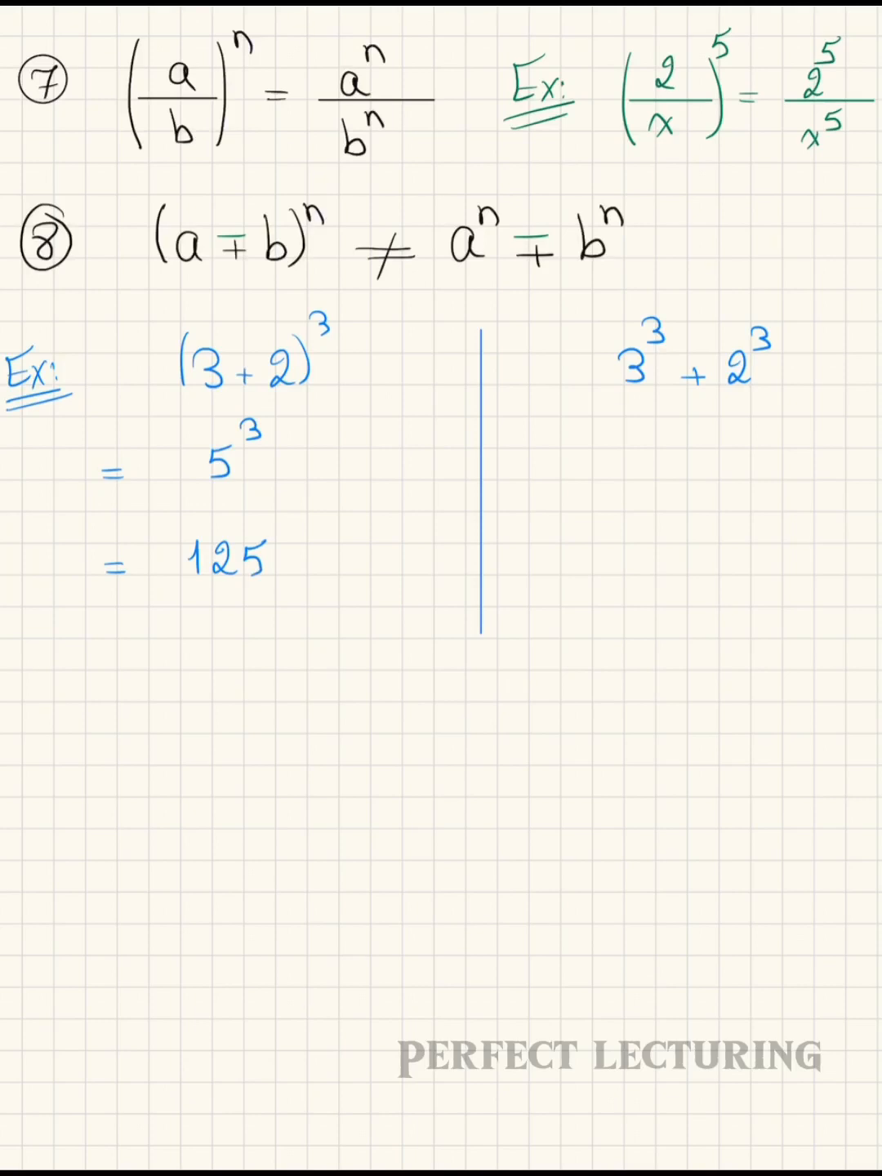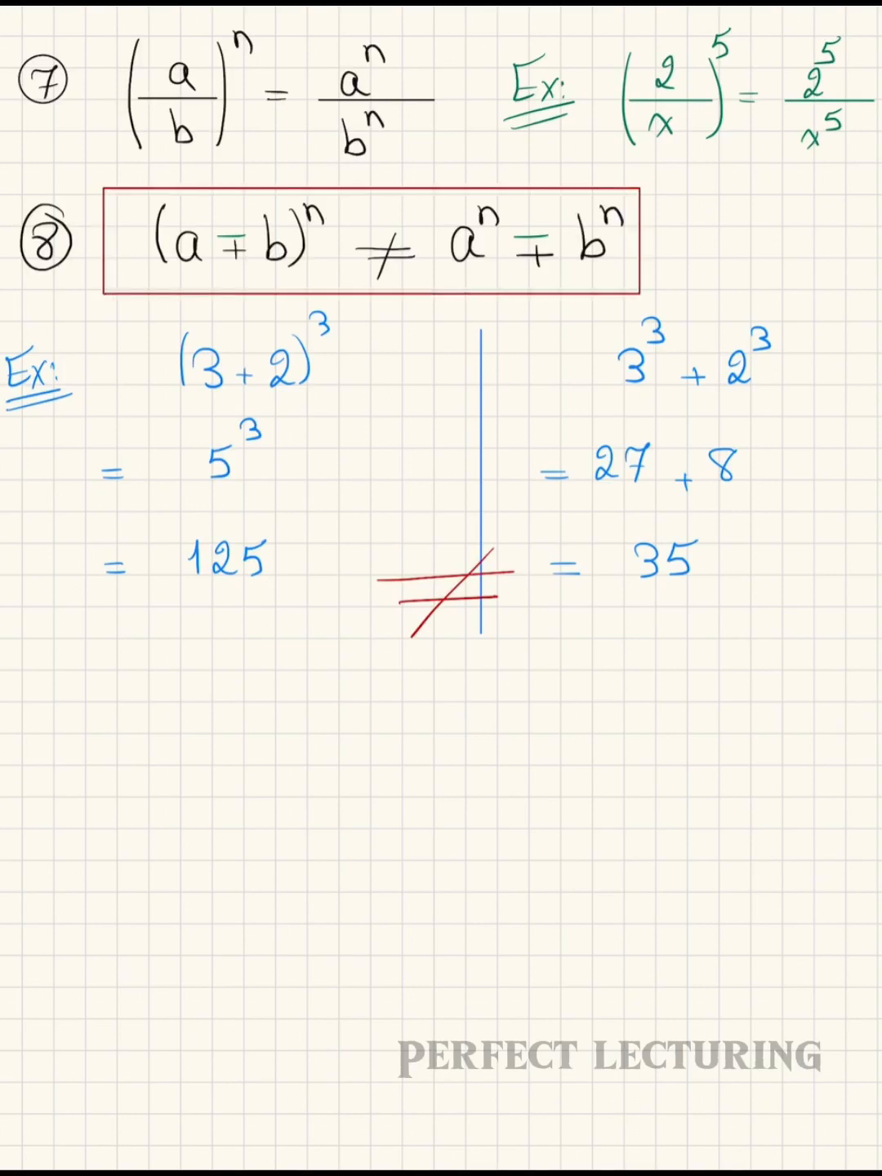On the other hand, I have to calculate this: 3 to the power of 3, which is 27, plus 2 to the power of 3, which is 8, and 27 plus 8 is 35, and obviously they are not equal. So please be careful not to distribute the exponents if you have plus or minus in the middle.